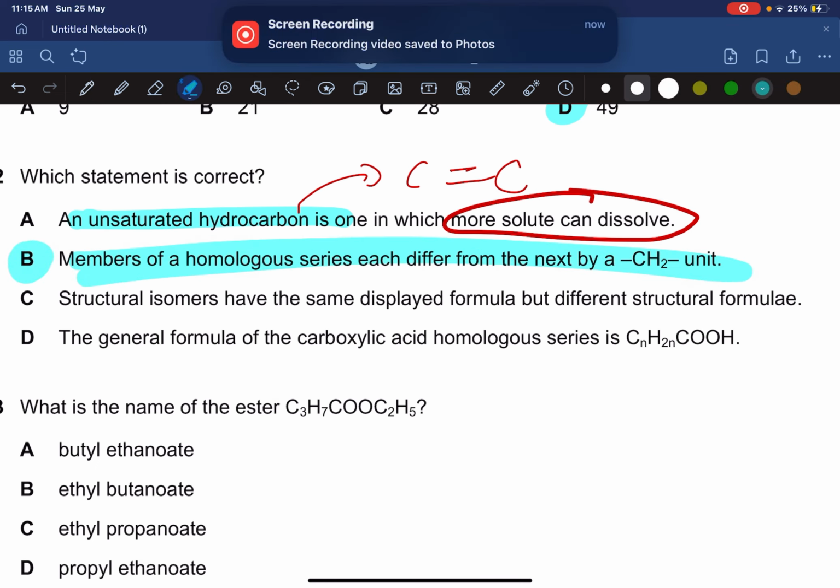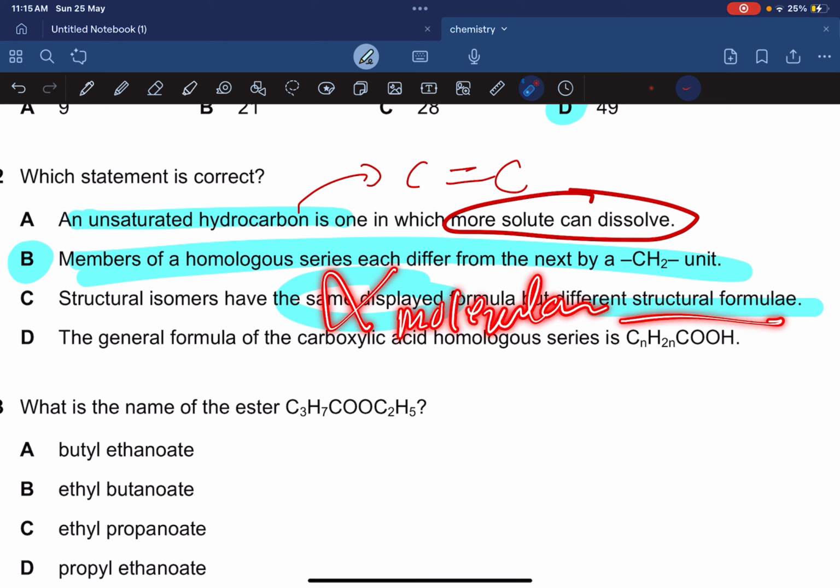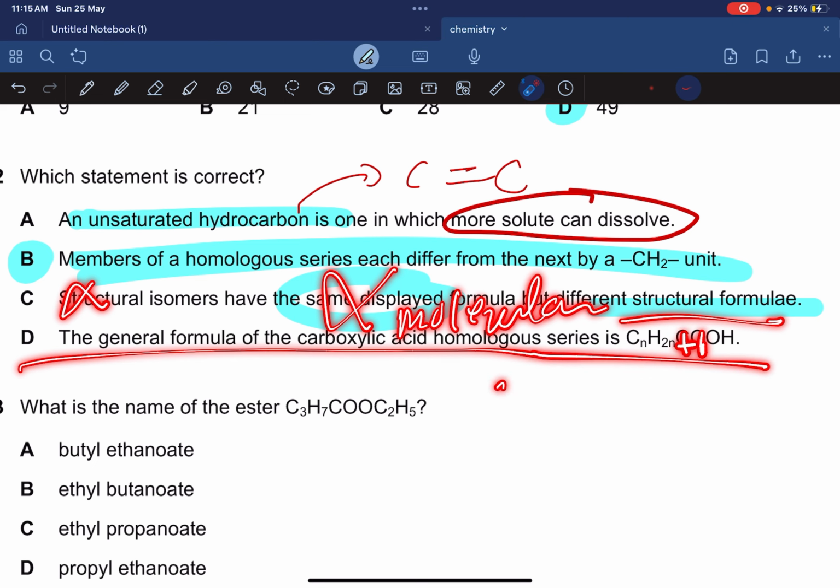Okay, so structural isomers have the same displayed formula and different structural formula. That's incorrect. They're the same, not the displayed formula. They have the same molecular formula and different structural formula. So incorrect. The general formula of carboxylic acid CnH2n plus 1. Here plus 1 should have come. CnH2n plus 1 COOH. So that's incorrect.